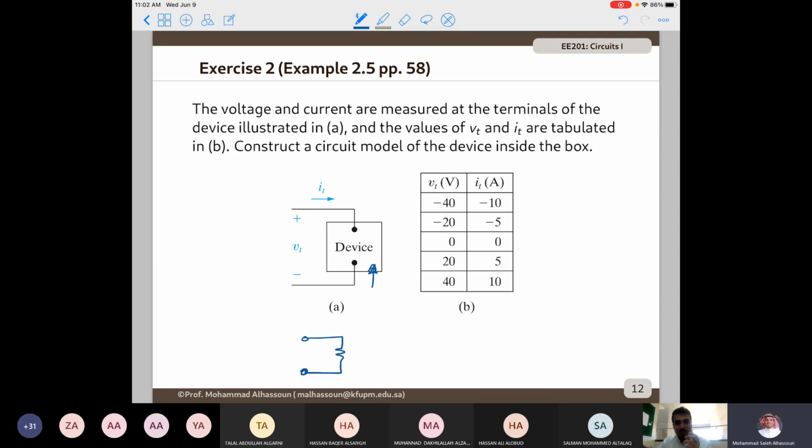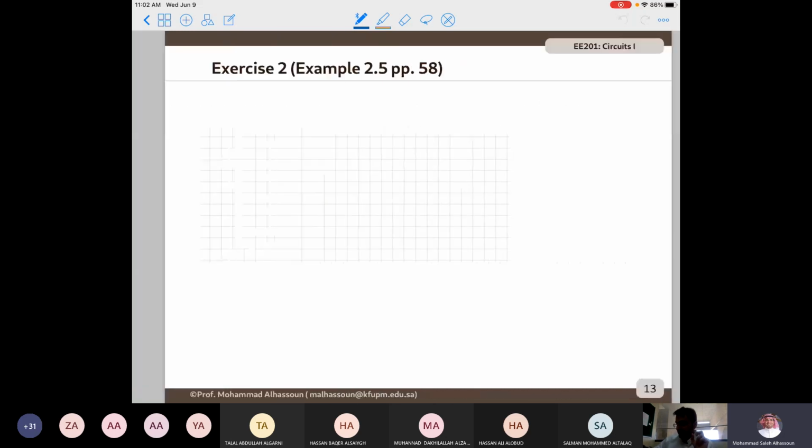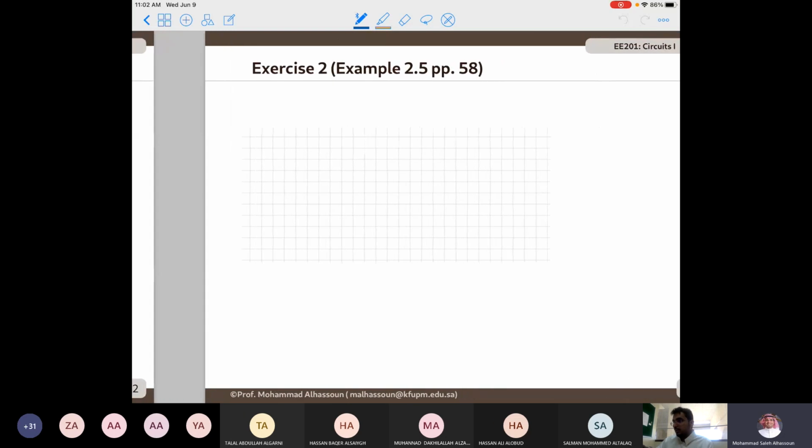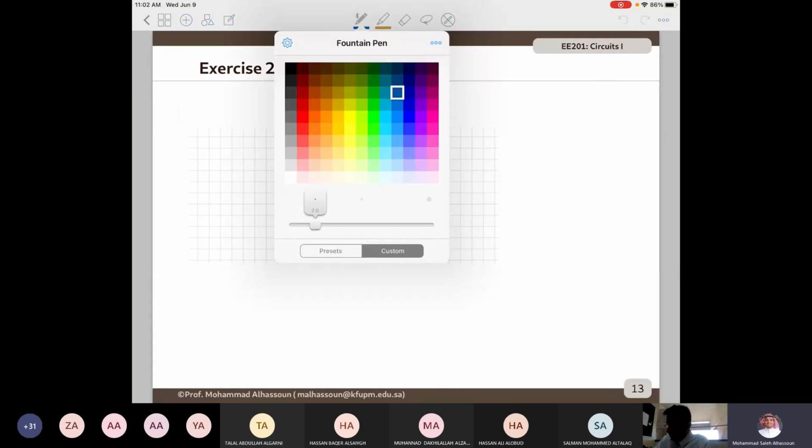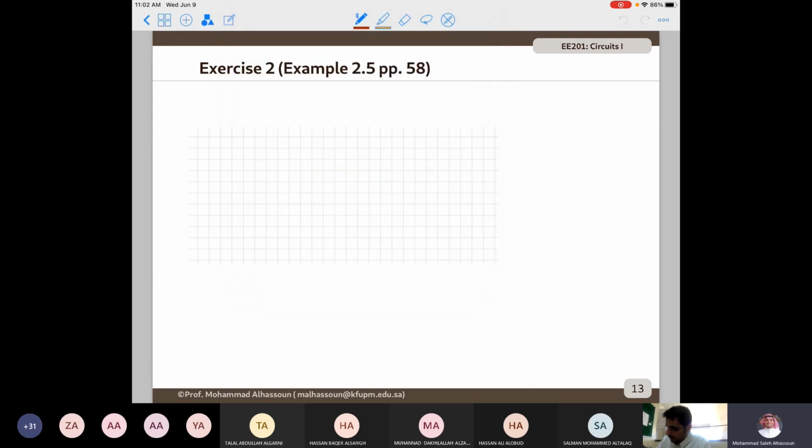Something with a resistance, and maybe we need a voltage source as well. But let's think about it this way. We need to model it with a resistance here. So the very first step is to plot it. You plot the voltage versus the current. So the applied voltage will be something like this.